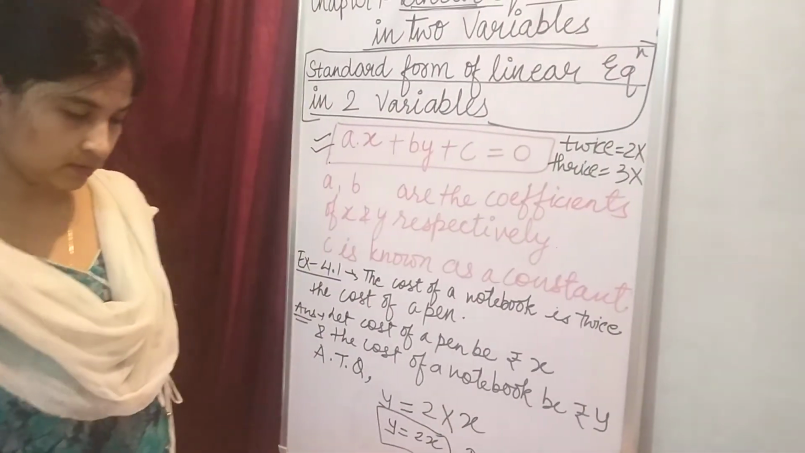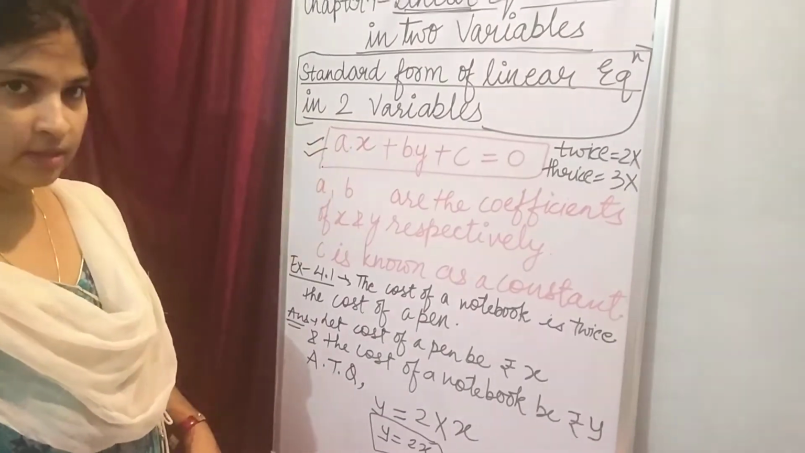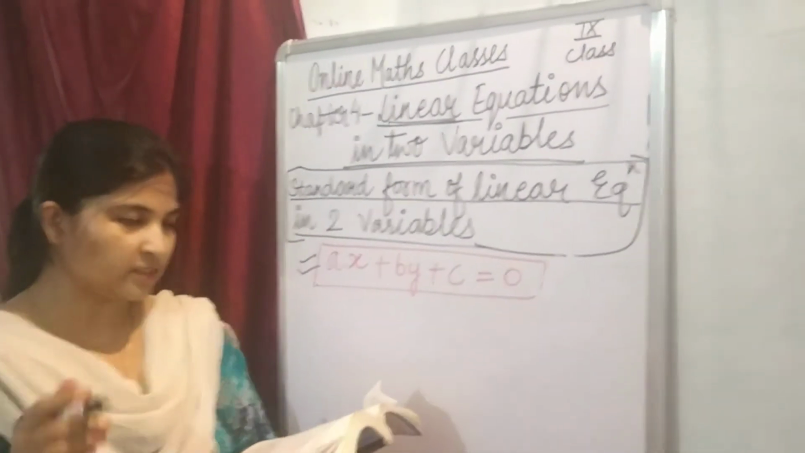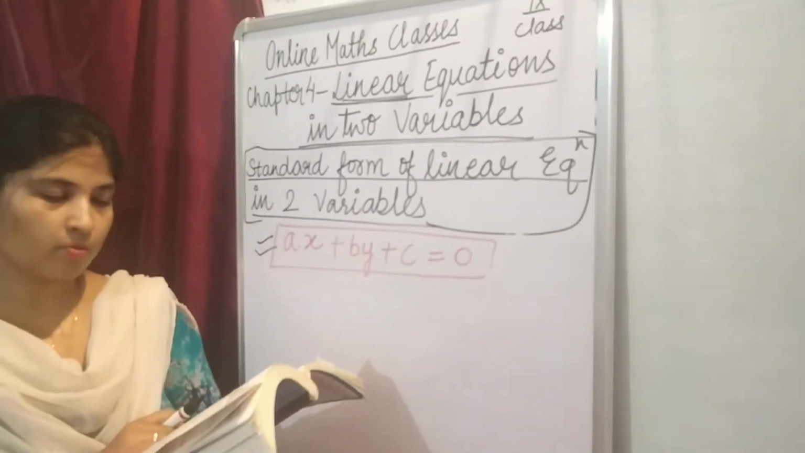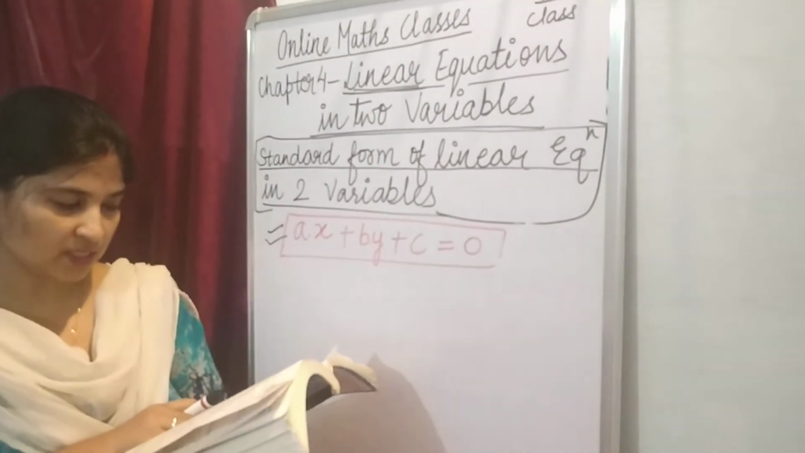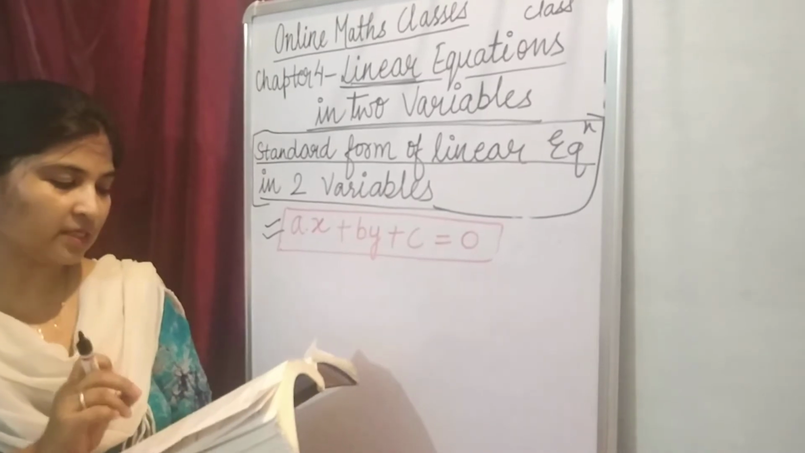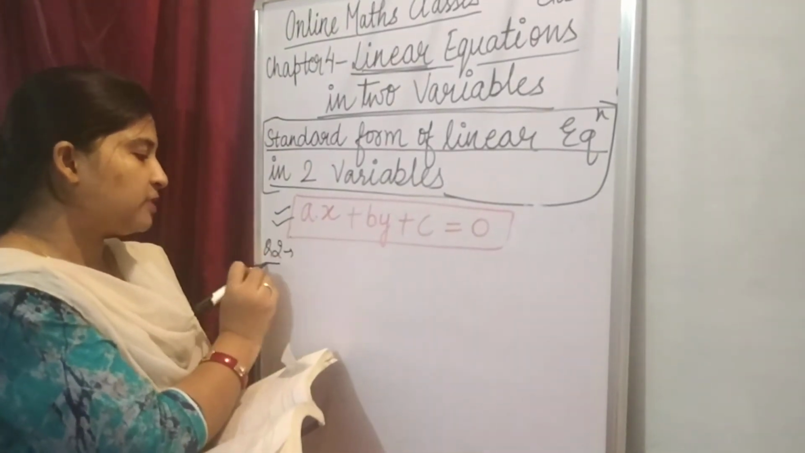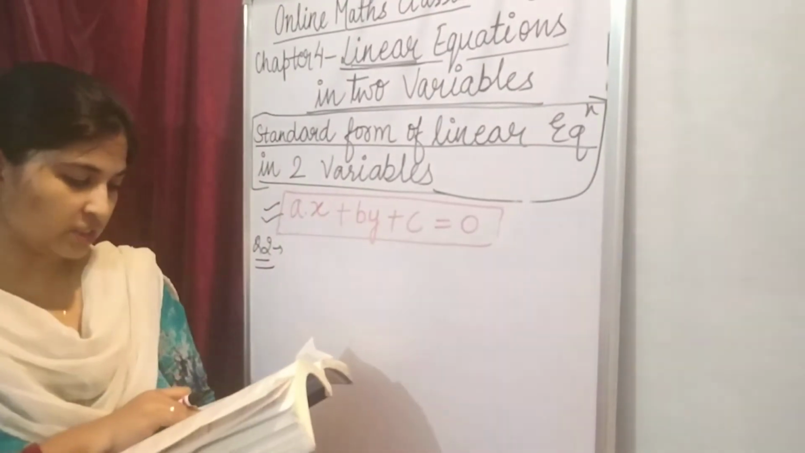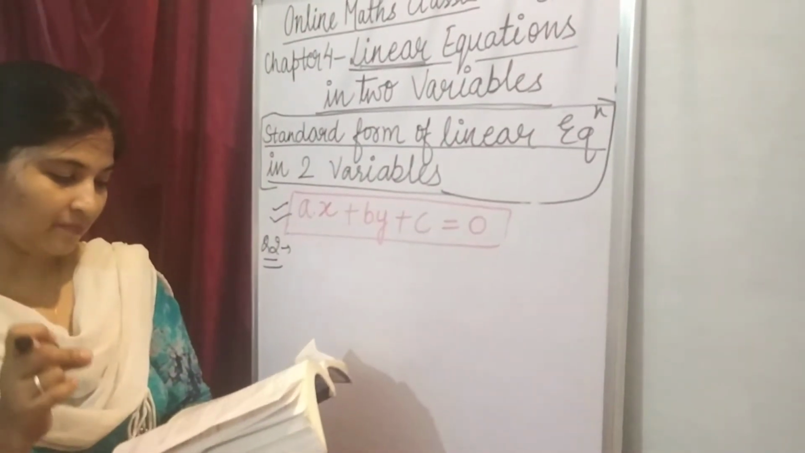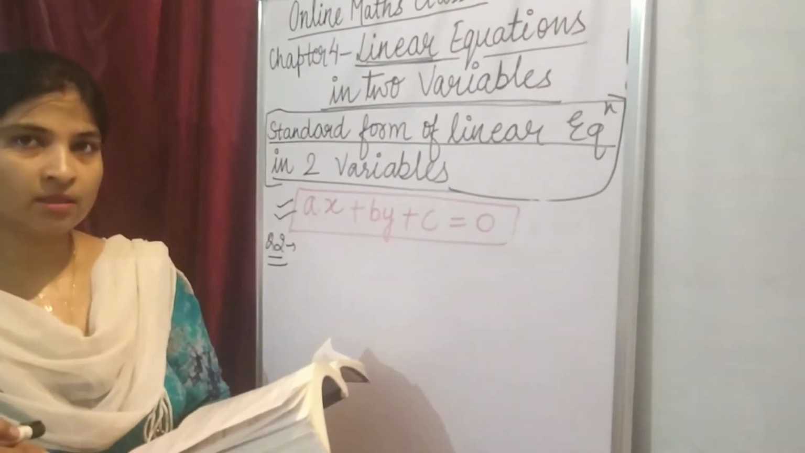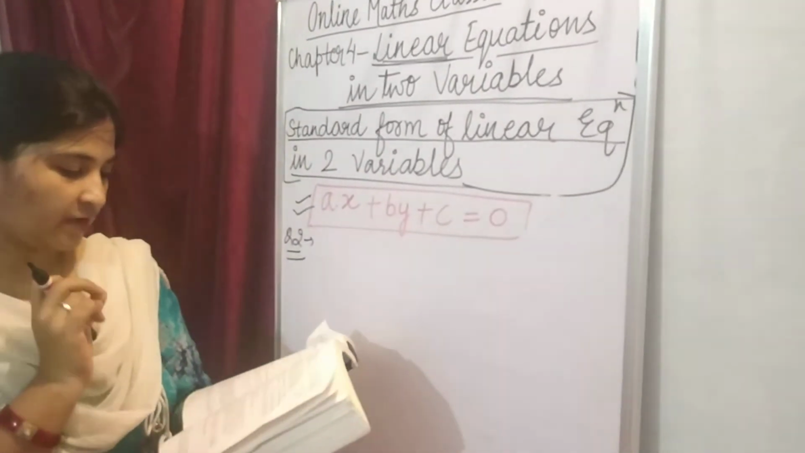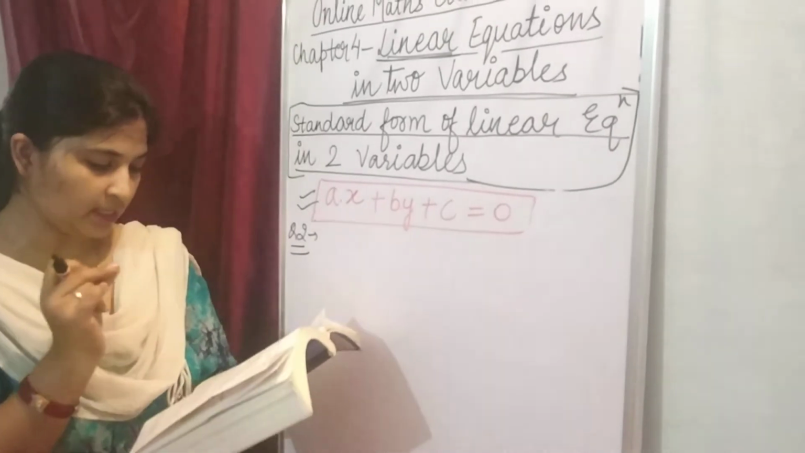Okay students? Yes. Question number 2. Express the following linear equations in the form ax plus by plus c equal to 0 and indicate the values of a, b, c in each case. That is your question number 2. We have to express all the questions in this form, and we have to find the values of a, b and c.